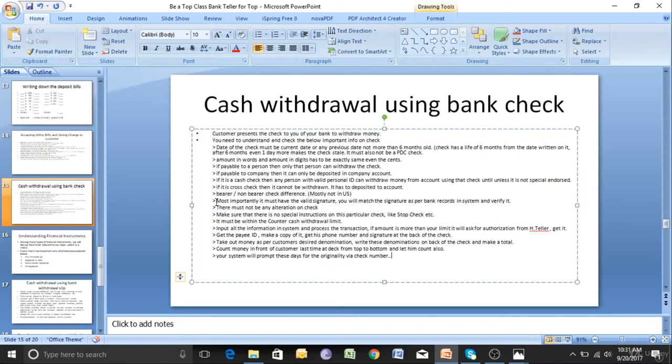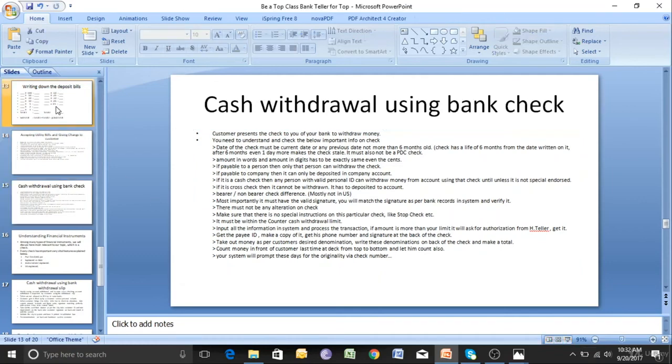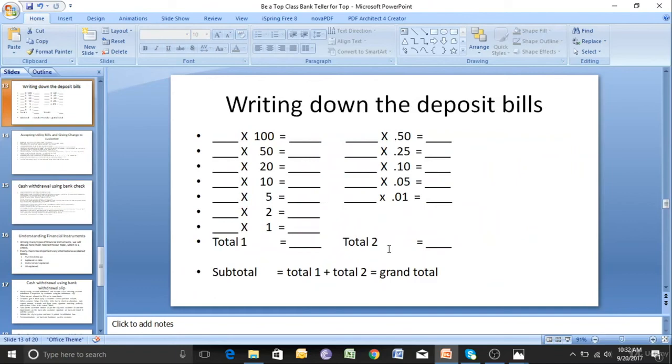Keep the check in front of you on the left side of your desk, and then start taking out the money as per the customer's instructions. Whatever denominations the customer wants, you take out the cash as per those instructions and start putting it on the table. Then you count this cash in the machine and with your hand, and you write it on a specific denomination pattern and slip.